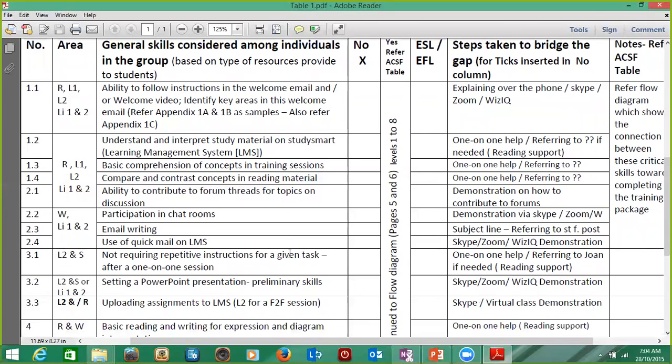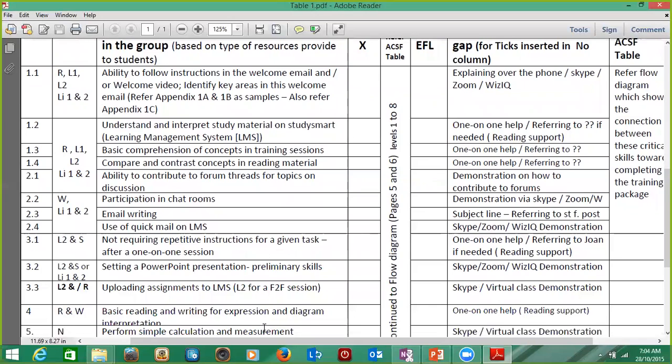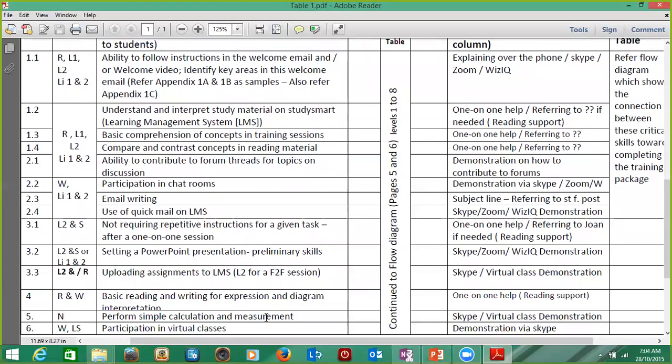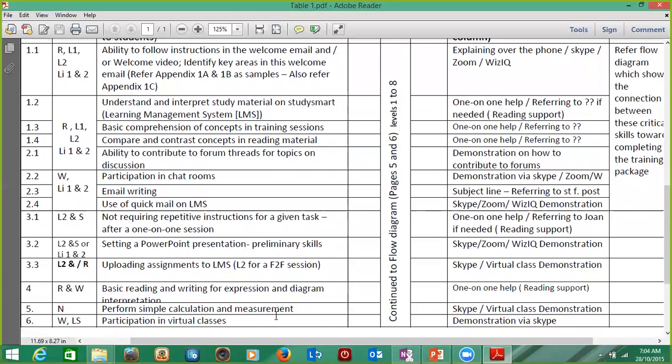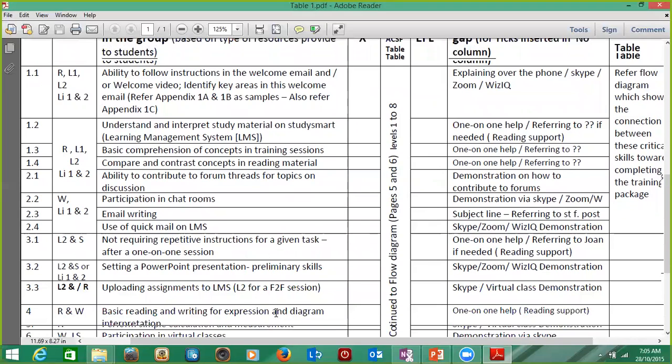Right? And importantly, the different training packages. We are talking of project management, change management, networking, travel and tourism related, accounting, then finance related. So a range of subjects. Would they understand the content in the workbook or the first few sessions, and can they express it? That's important. Also the diagrams. Can they express the diagrams? Can they do simple calculations? Can they participate in virtual classes? These are considered general skills.